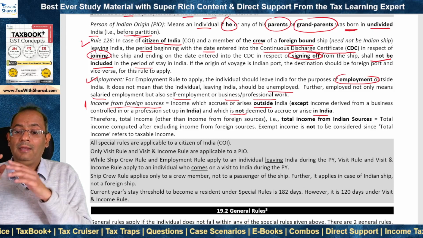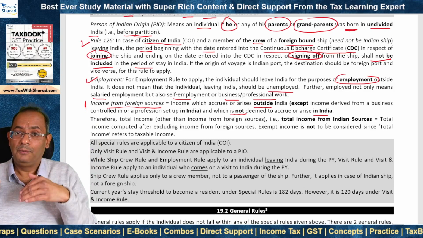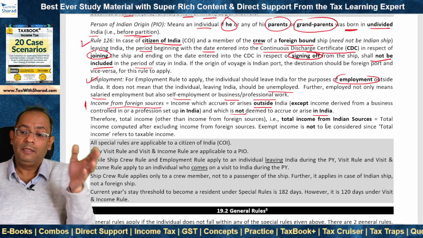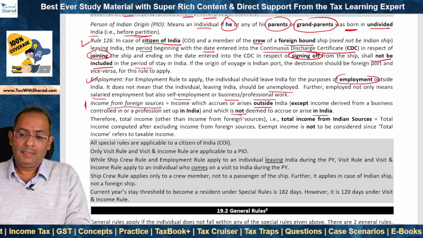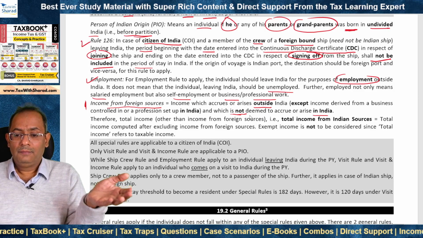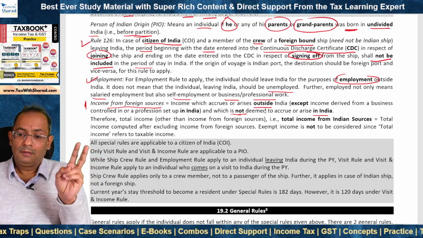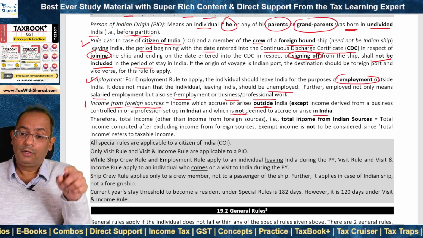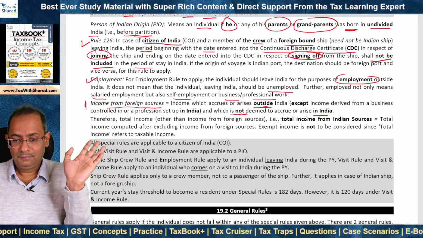However, as per section 9, even if the income accrues or arises outside India, in certain cases it is deemed, though it's not actually accrued or arisen in India, to have accrued or arisen in India. So even in those cases, the income is considered as income from Indian sources, which is deemed to accrue or arise in India. So that means both the things should be satisfied. Income should accrue or arise outside India and it should not be deemed to accrue or arise in India. Then it will actually be treated as income from foreign sources.